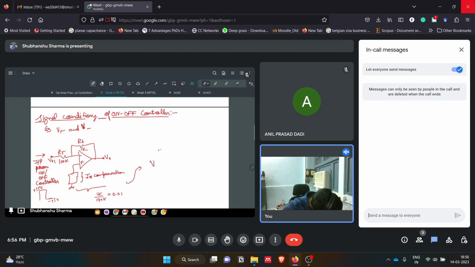So V naught is equal to V naught 1 into gain. The gain which we are having in this case is 1 by 100. Based on the input value, we are basically reducing it, setting the output to some set range so that we can accordingly give this to the plant heating circuit.